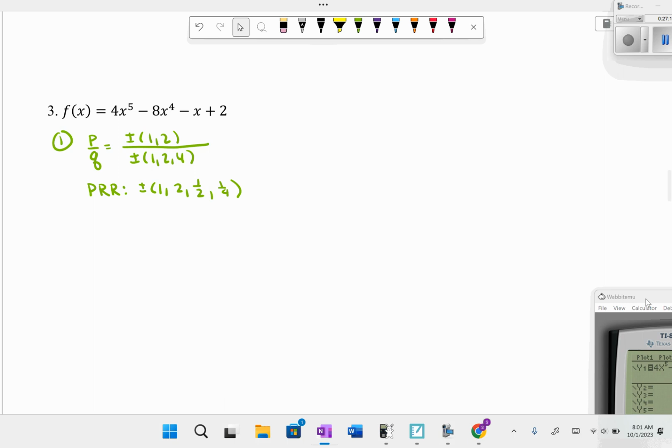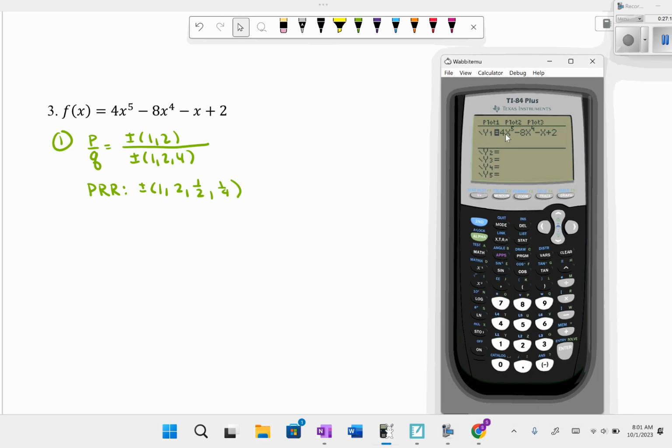Now we need to find the actual rational roots. The next thing is to plug it into your y equals, which I already have mine plugged in. So I'm going to go to zoom 6 for a standard window from negative 10 to 10, because the highest and lowest rational root we have is plus or minus 2. So I can see I have 1, 2, 3 roots here.